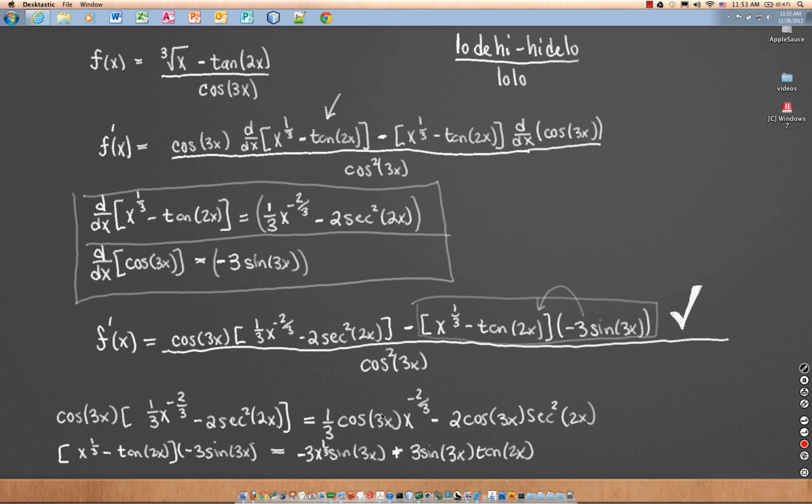So now what I can do is I can substitute this piece right here with all of this, and I can substitute this piece here with all of that. Remember now there's a minus here, so that will change the signs here and here. Okay? So that's how we take the derivative of this particular function.